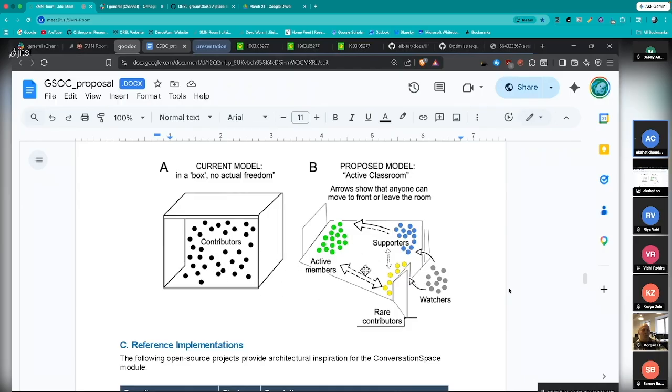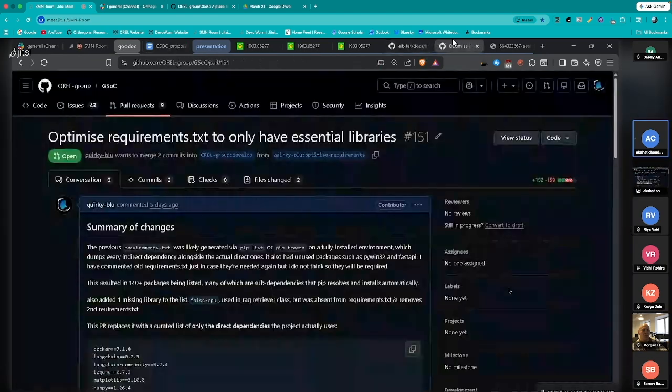So I'd like to propose an active classroom type of approach. We have the watchers who are looking at the project, but they are not contributing and they are outside the room. On the doorway, there are rare contributors, those who contribute the least. They have the tendency to leave and they have the tendency to join the more active roles. All four roles can convert to another role based on this diagram I have shown here.